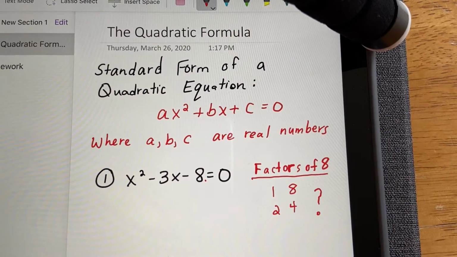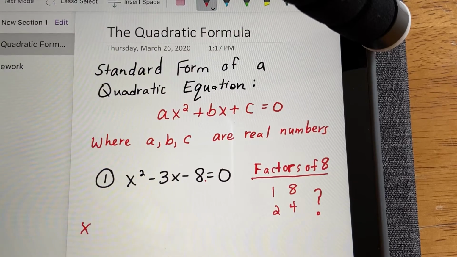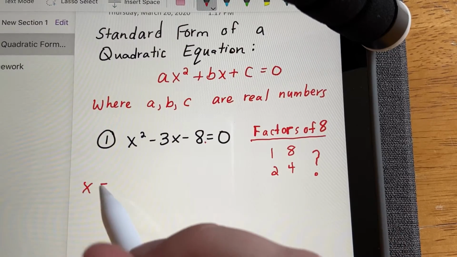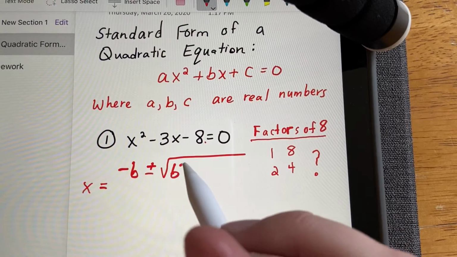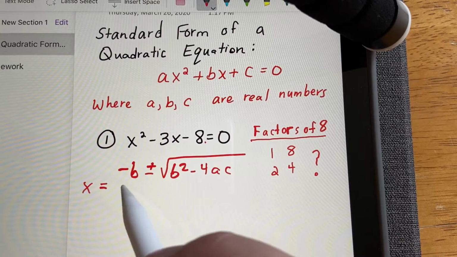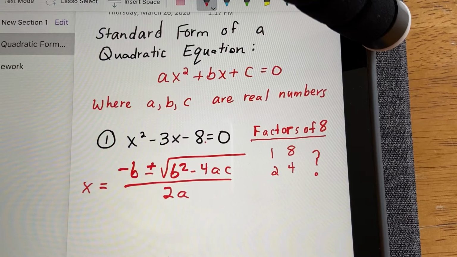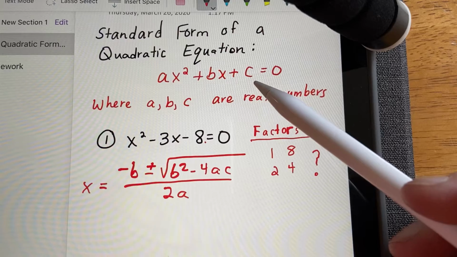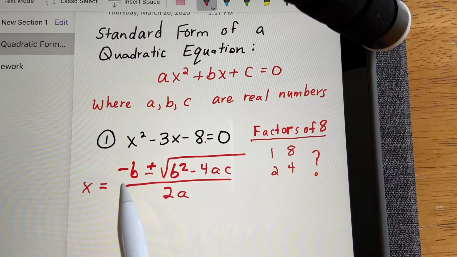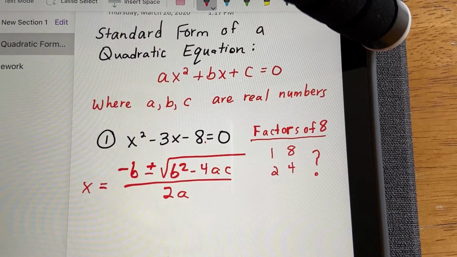We can't factor this. So what we can use instead is the quadratic formula. This is a big one. It looks like this: x equals negative b plus or minus the square root of b squared minus 4ac, all over 2a. You can see why I wanted to review the standard form, ax squared plus bx plus c, because now we need to identify what a, b, and c are, and then we'll be able to plug them into our equation.